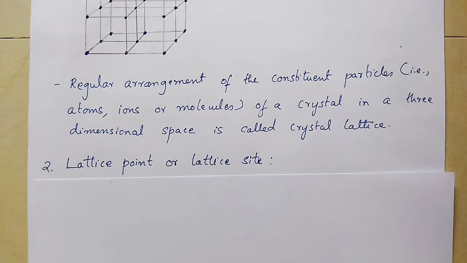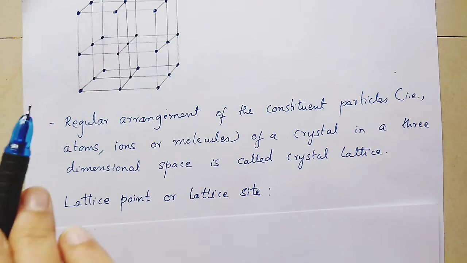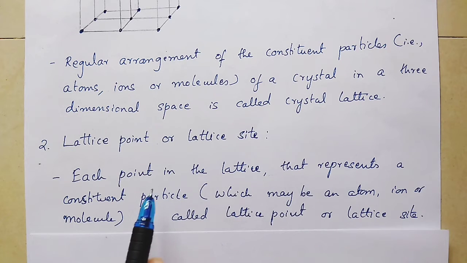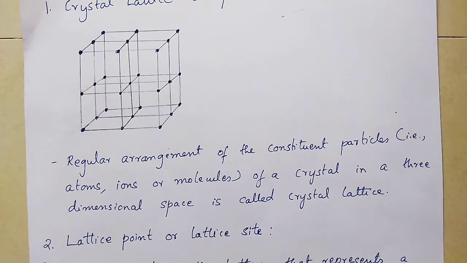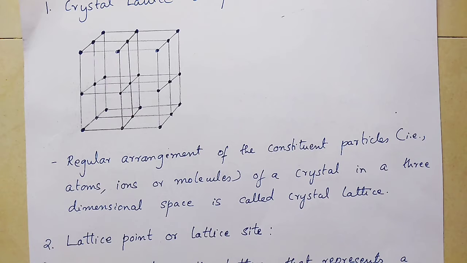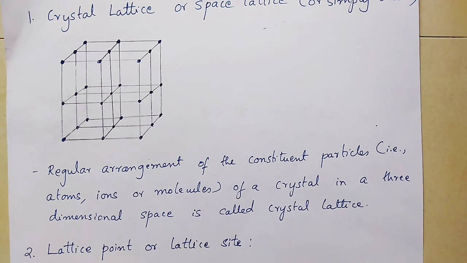Now we will see the second important term, that is lattice point or lattice site. We know that each point in the crystal lattice represents one constituent particle. It could be an atom, ion or molecule. Therefore, each point in the lattice that represents a constituent particle is called a lattice point or lattice site. So, you can call all these points lattice points or lattice sites. As I told earlier, these points are joined by lines to represent the geometry of the lattice, like this.